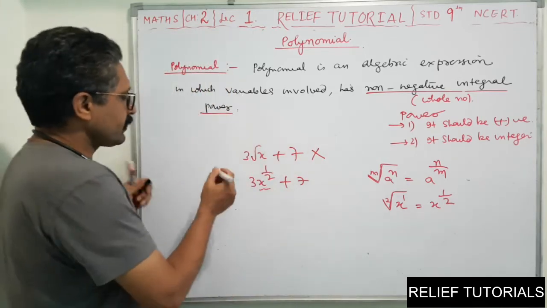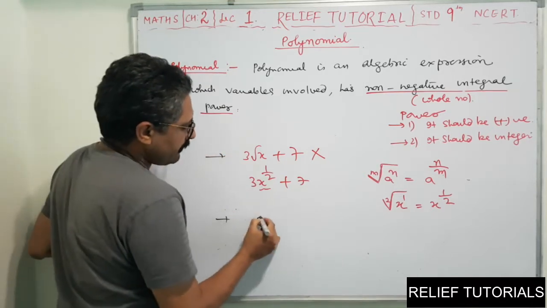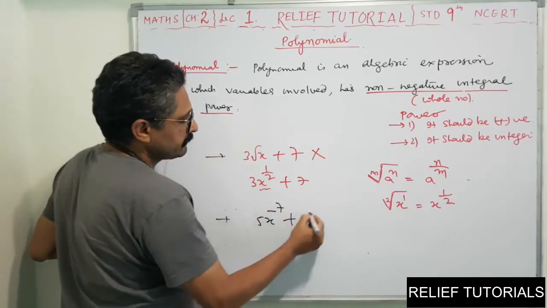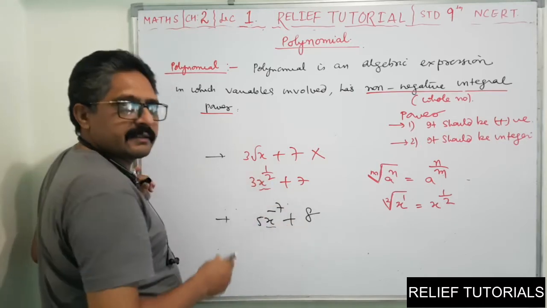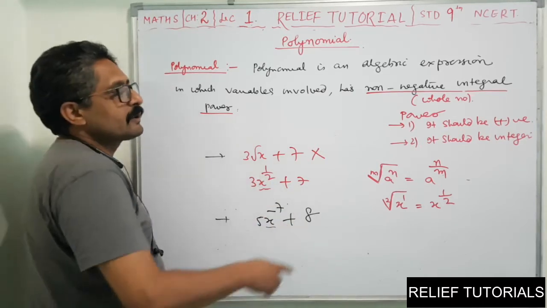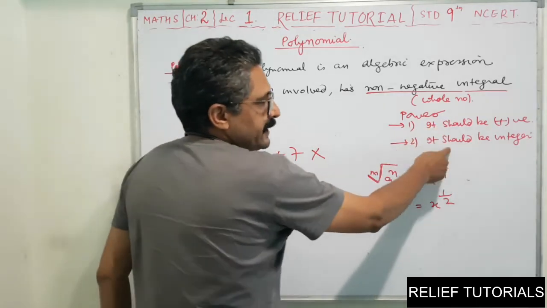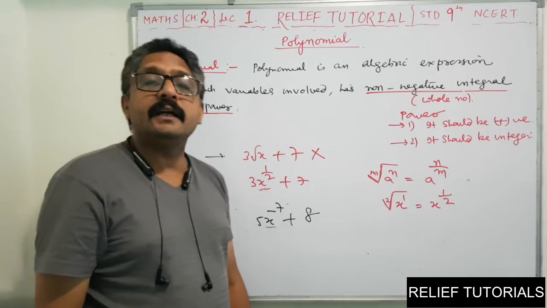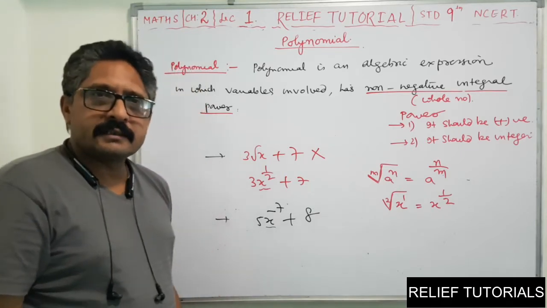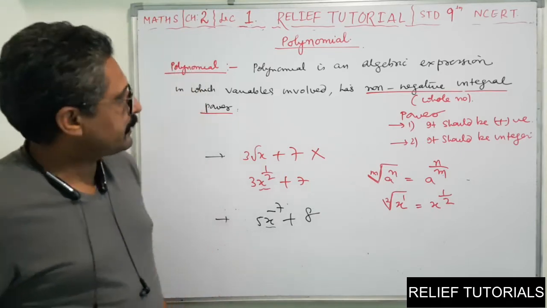See here, this is also not a polynomial. The power of variable x is minus 7. So it is negative. The power should be positive and it should be an integer. These are the two conditions for a given expression to be a polynomial. Is it clear, or do you want a few more examples?